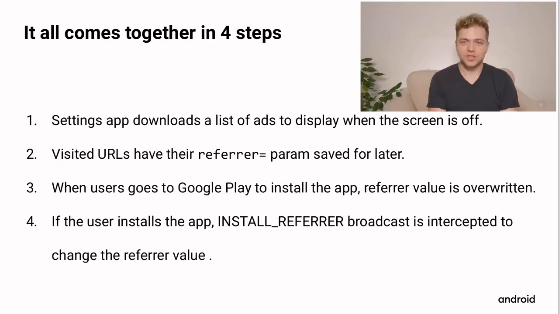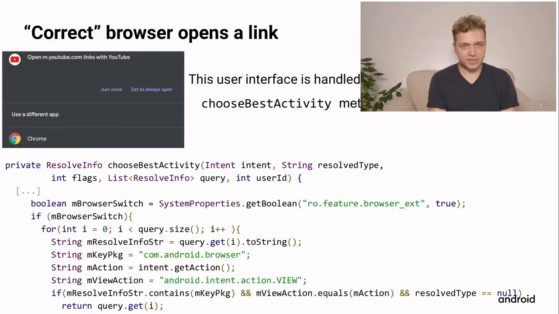So the whole thing comes together in like 4 major steps. First is that the settings app downloads a list of ads to display when the screen is off, as I said. Then it visits the ads when the screen is really off. It saves the referrer value for later. Then when the user goes to Google Play to install the app, the referrer is overwritten. So instead of saying that the user navigated to the app and using the real referrer value, it will use the referrer value from the ad that was visible when the screen was off. And the broadcast is intercepted and substituted. Yeah. So this is the whole point of these modifications.